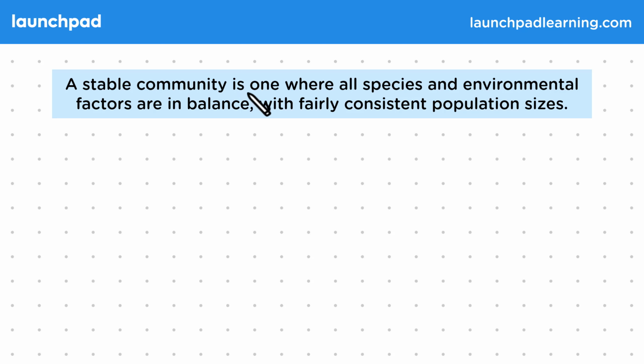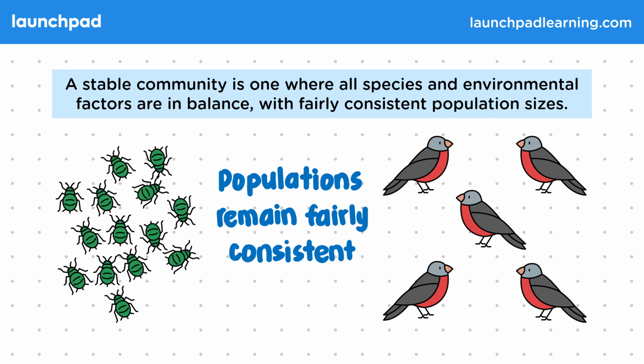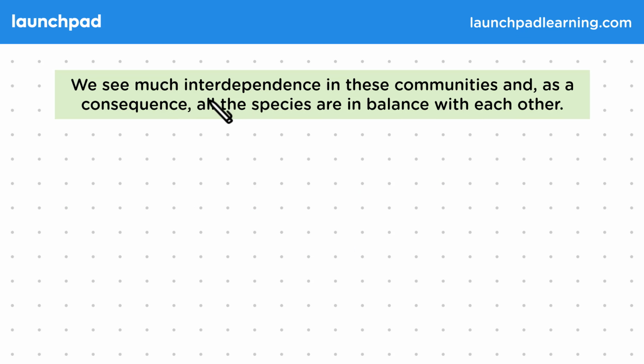A stable community is one where all species and environmental factors are in balance, with fairly consistent population sizes. The populations of different organisms will vary slightly, but normally they remain in a certain range. So what is it that leads to communities being stable? We see much interdependence in these communities, and as a consequence, all the species are in balance with each other.